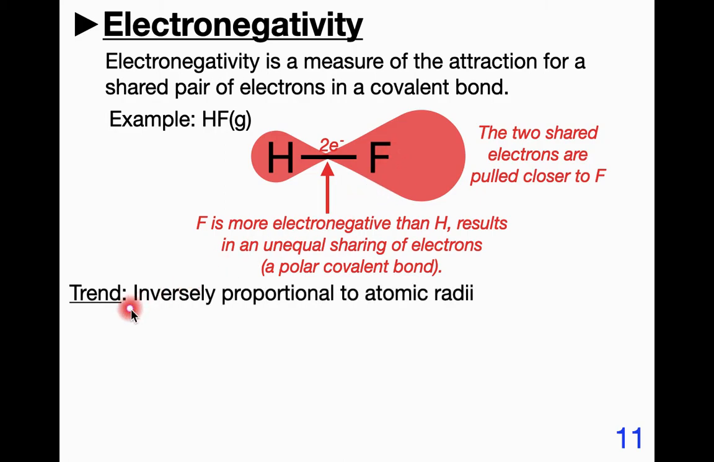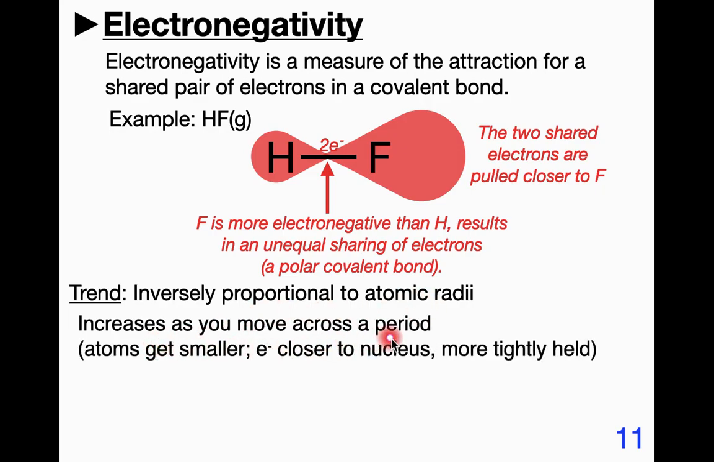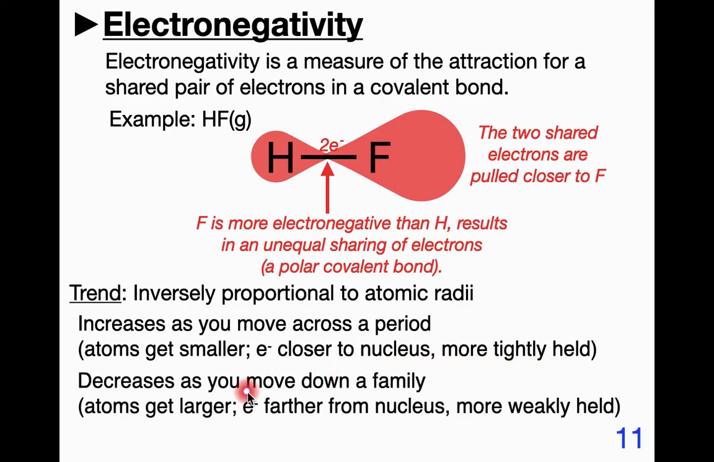The trend, again, is inversely proportional to the atomic radius. The smaller the radius, the higher the electronegativity value, because the electrons that are being shared are closer to the nucleus. So it increases as you move across a period: the atoms get smaller, electrons are closer to the nucleus, and therefore more tightly held. Very similar to ionization energy. It decreases as you move down a family. Atoms get larger, electrons are further from the nucleus, more weakly held.